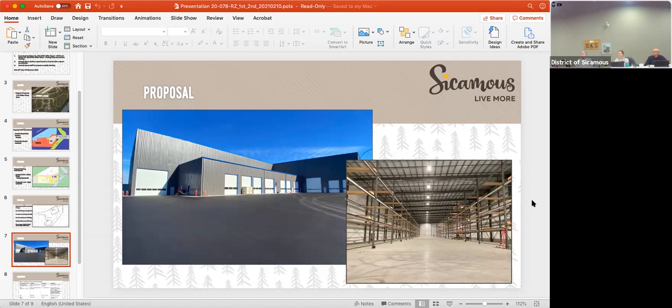I support it as well, because let's face it, that whole complex is storage as it is, and this is just another addition to it. We might as well keep it all in one area rather than it being on Riverside. And I support staff recommendation.